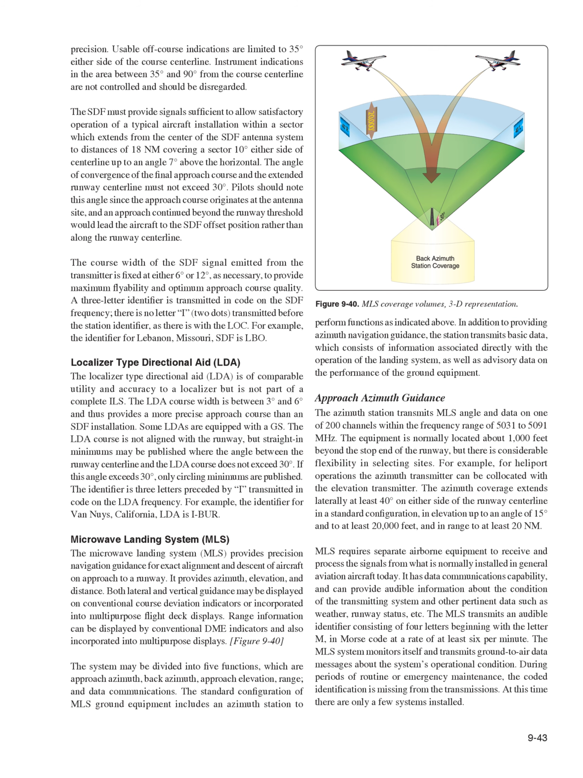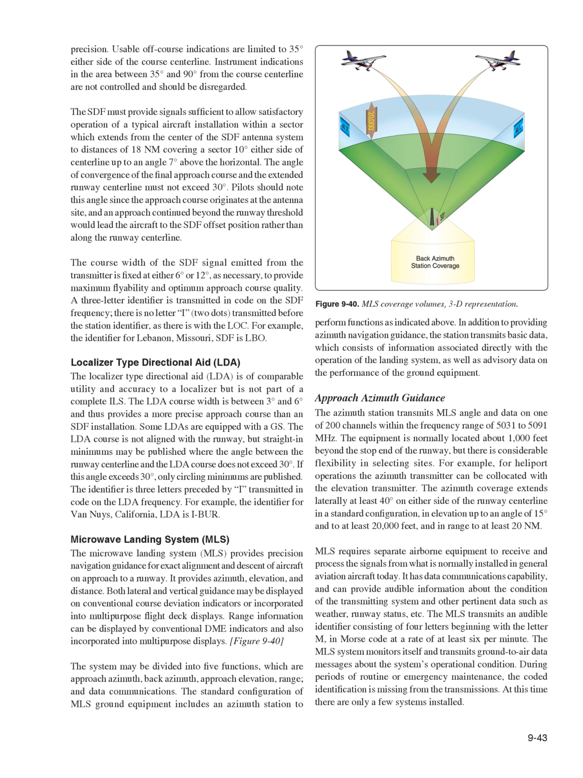The LDA course is not aligned with the runway, but straight-in minimums may be published where the angle between the runway centerline and the LDA course does not exceed 30 degrees. If this angle exceeds 30 degrees, only circling minimums are published. The identifier is 3 letters preceded by I transmitted in code on the LDA frequency. For example, the identifier for Van Nuys, California, LDA is IBER.